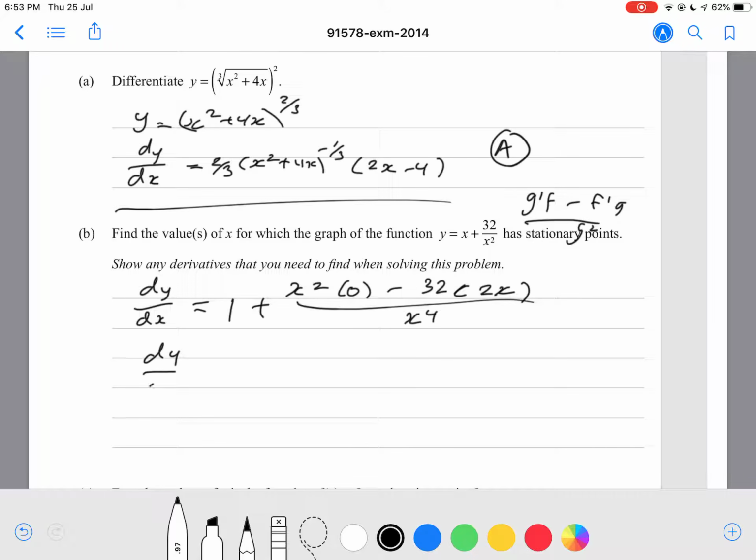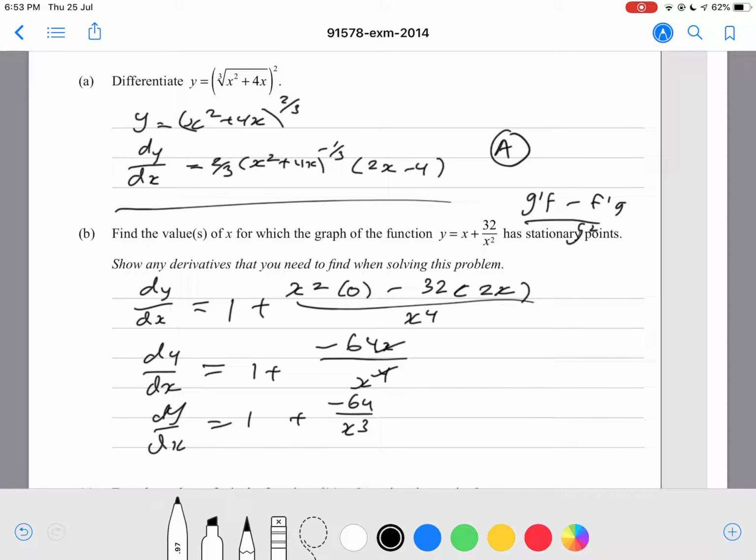So dy over dx, we simplify, that becomes 1 plus negative 64x over x to the power of 4. So you can cancel out 1x and 1x at the bottom, so therefore dy over dx equals 1 plus negative 64 over x to the power of 3.